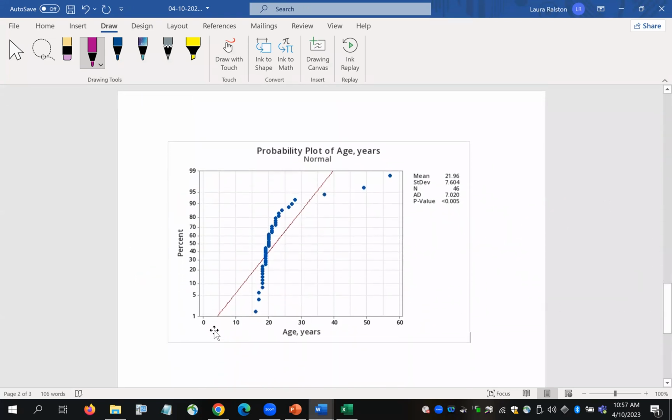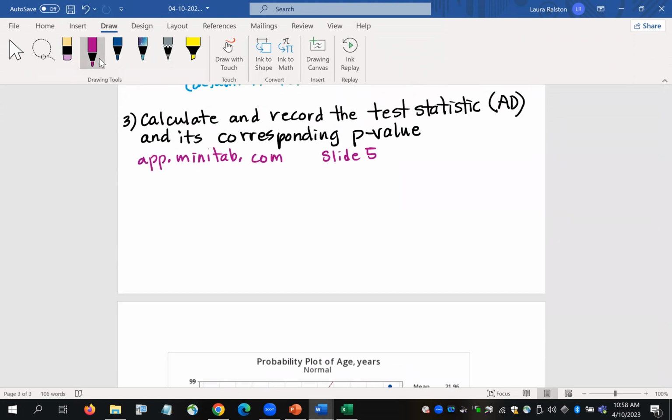Okay, so it gives me this red line, which is where I would want my data to be clustered or clumped if it is normally distributed. Off to the side here, it gives you the mean of the data, the standard deviation, the sample size. What you need is AD and the p-value. AD stands for Anderson-Darling. So my Anderson-Darling was 7.020.